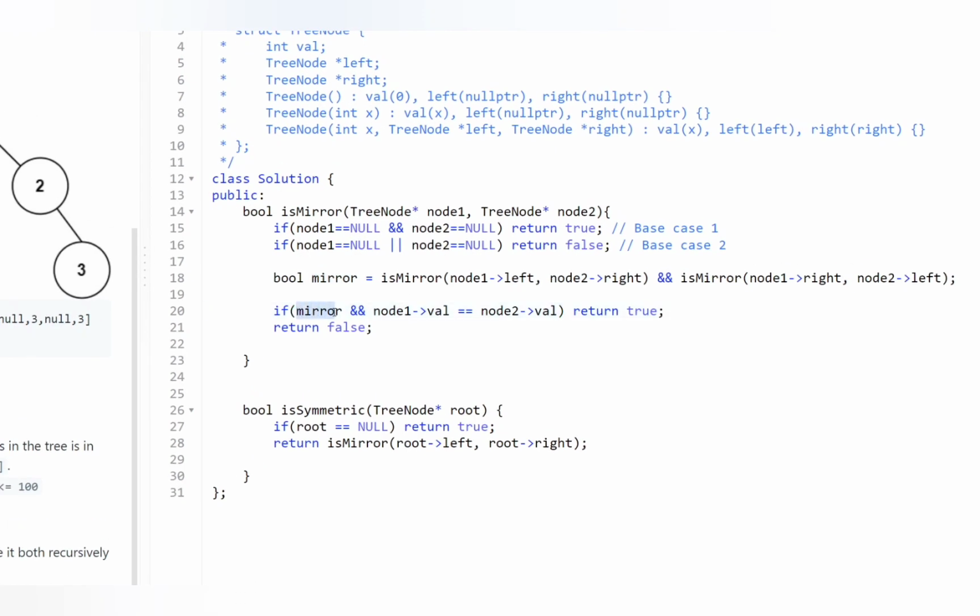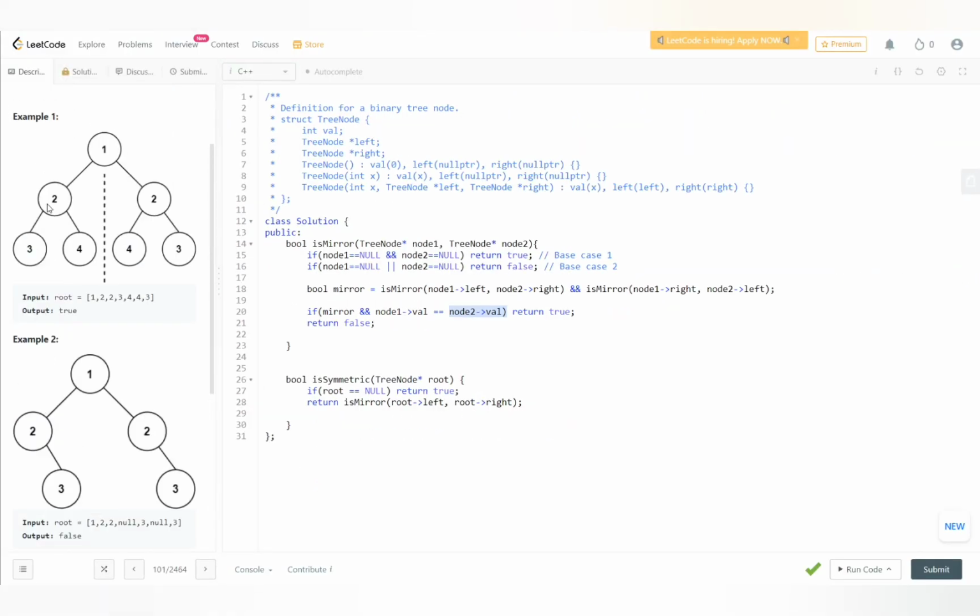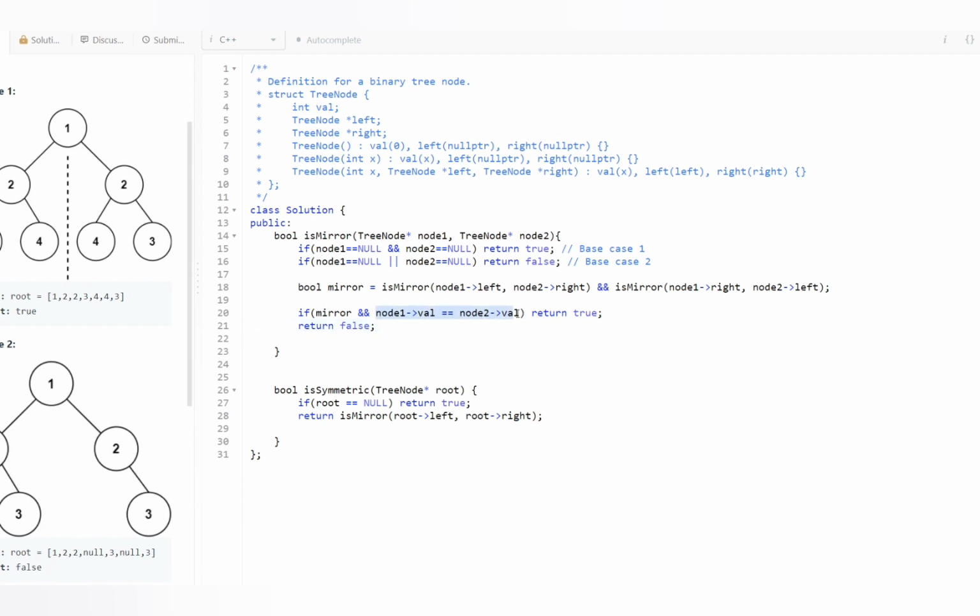Then I'm checking if the right and left sides are mirrored to the corresponding left and right sides, and the value of node 1 is equal to the value of node 2. This was our first condition, right? If both of the values are the same, let's say in this case that this 2 and this 2 are the same, then only it is a mirror, right? If it was 2 and 3, then it would not have been a mirror. So we are checking this in the code as well. If node 1 value and node 2 value are equal and our boolean variable is also true, then we return true, or else we return false, right? If these conditions are not true, then our function will return false.